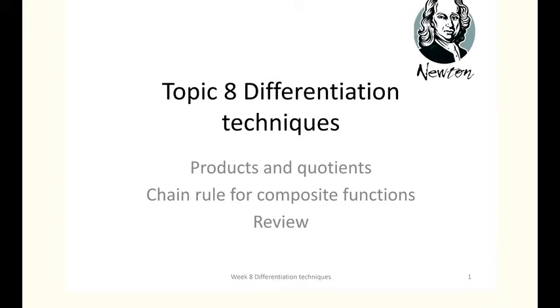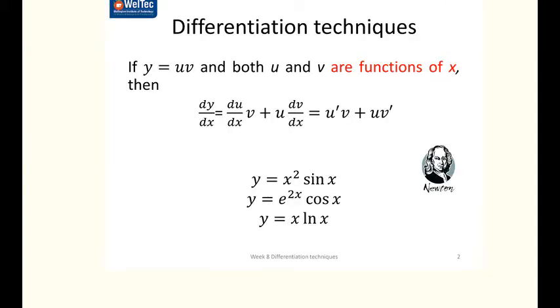Now that we know how to actually differentiate, we have to deal with functions that are a little bit more than just 2 bits added together or 3 bits added together. Let's have a look. Look at the examples on this sheet. X squared sine x. We can't find the derivative of that. So all we have to do is use what's called the product rule.